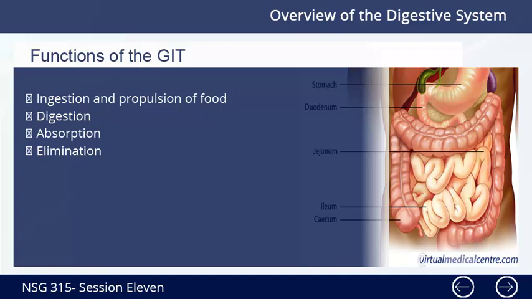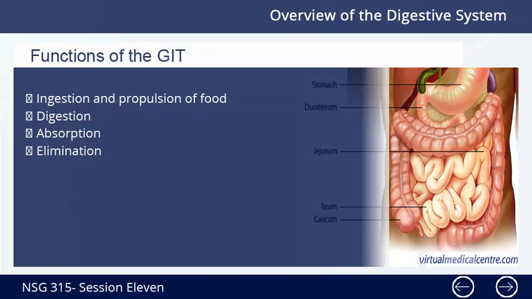From pylorus, the chyme passes into the duodenum through pyloric valve. Food digestion is completed in the small intestine. Most nutrient absorption occurs. Pancreatic and intestinal enzymes, trypsin, lipase, amylase, lactase, maltase, and sucrase, and bile are involved in the digestion. Elimination. Waste product through the anus, water and electrolytes absorbed at the cecum and ascending colon. Rectum stores feces for elimination.